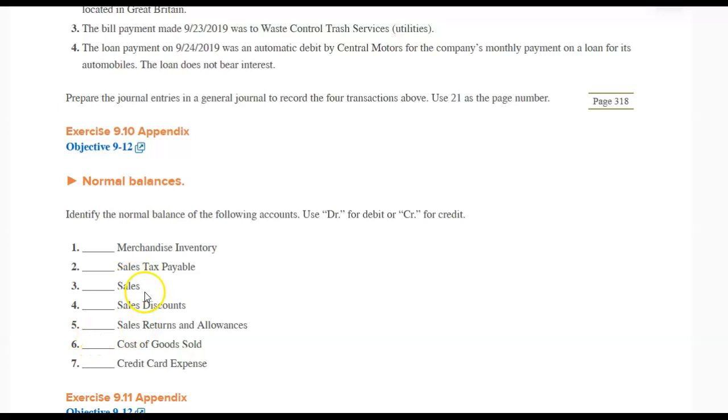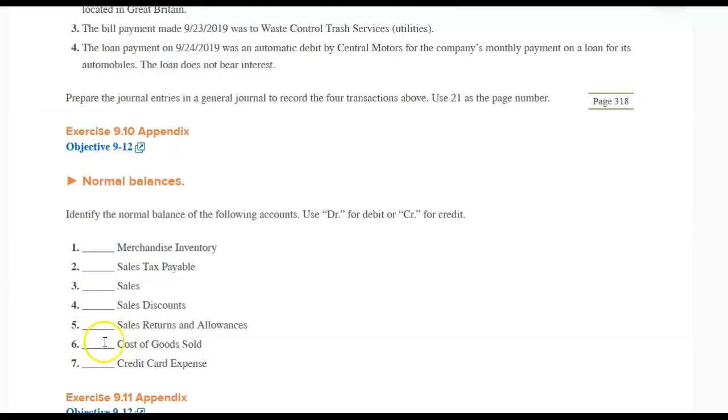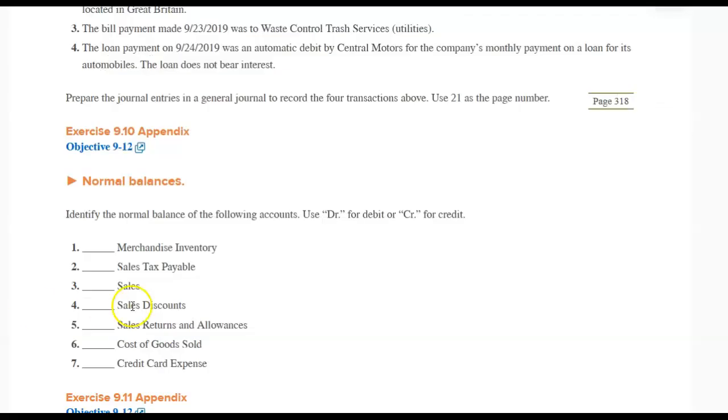Next one, sales. Sales is revenue. Revenue, all revenue is a credit. Number 4. Sales discounts. It's going to be a contra account. So if sales is a credit, then the discount on the account is a debit. Sales return and allowances is always a debit.